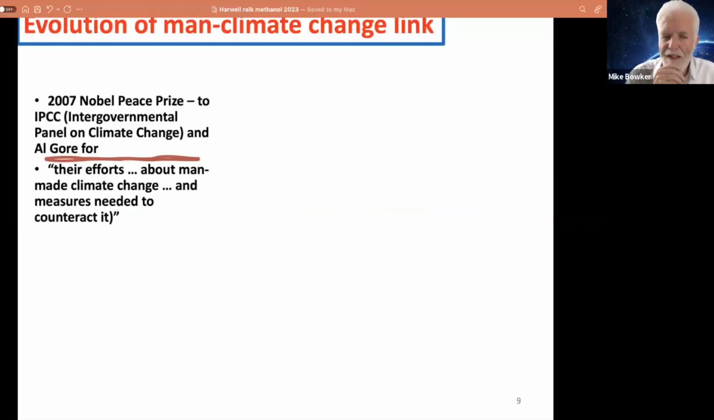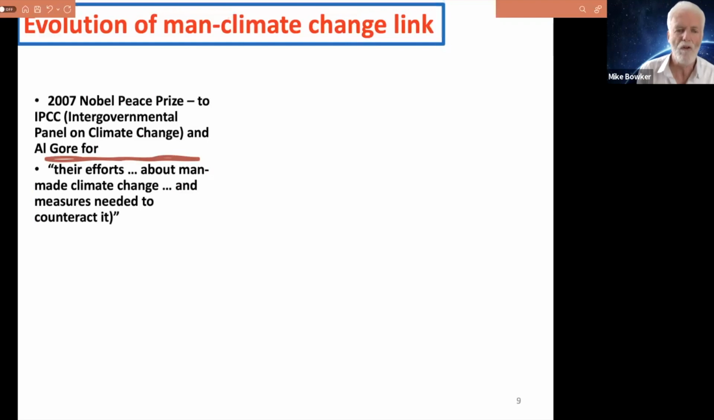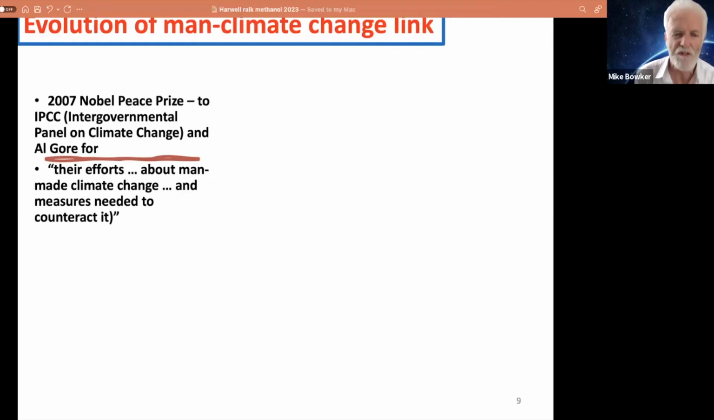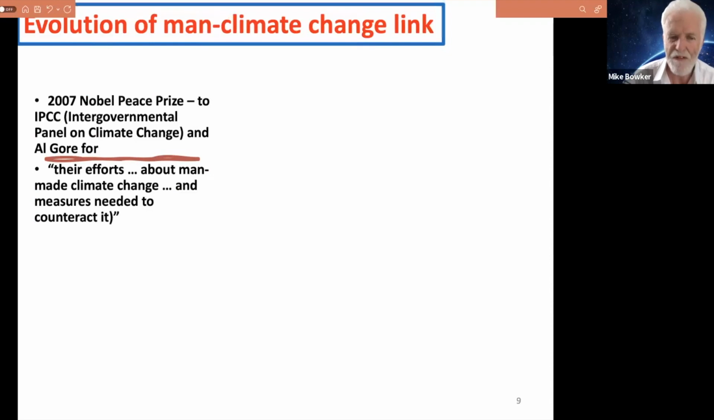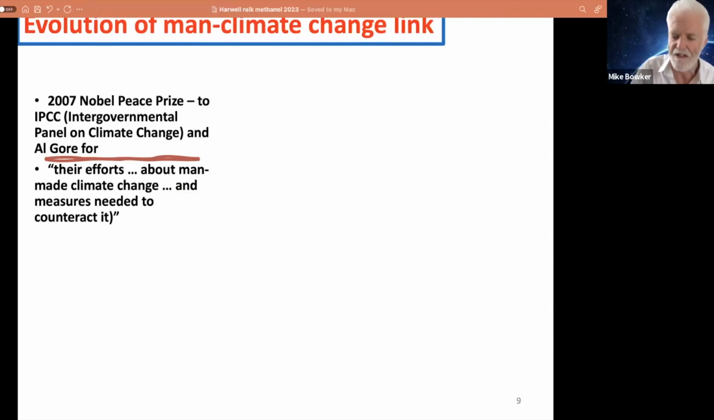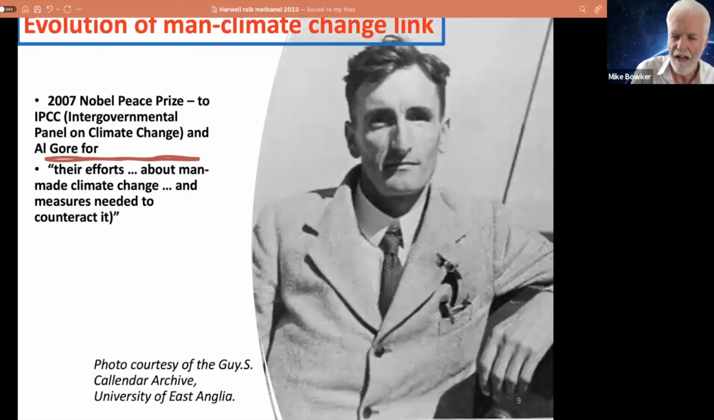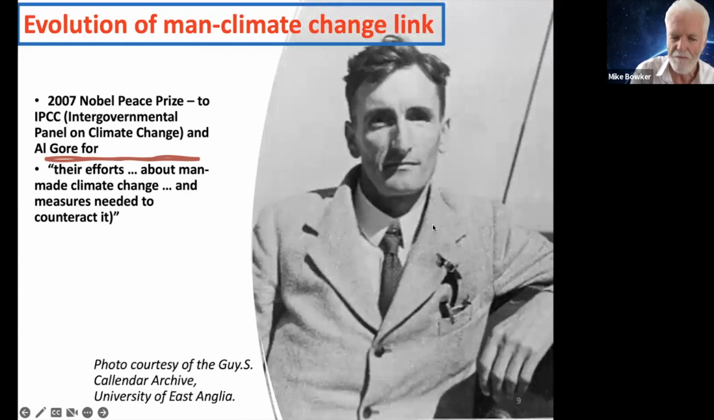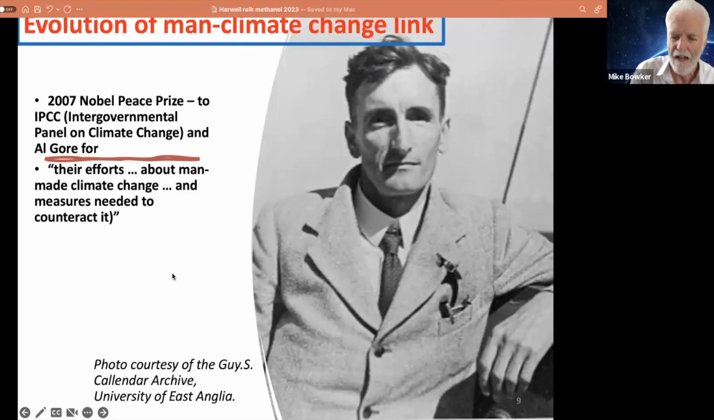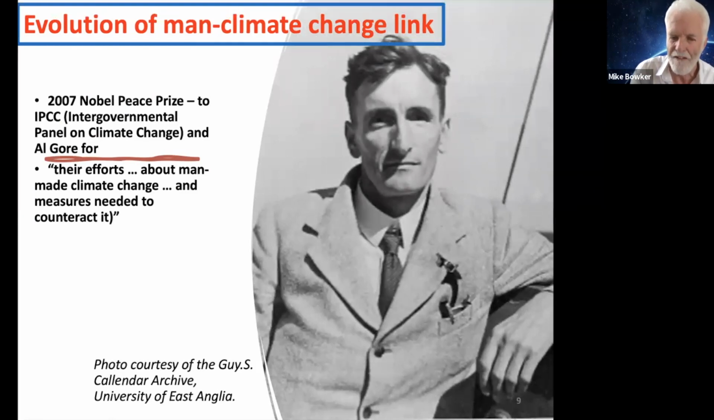More recently, in 2007, Al Gore and the IPCC jointly won the Nobel Peace Prize. And it was for their efforts about man-made climate change and measures needed to counteract it. But actually, although they did highlight it, they were not the first. And this chap, Guy Callender, is really not very well known. And he should be more well known. He's a very important man in the development of our ideas about global warming.